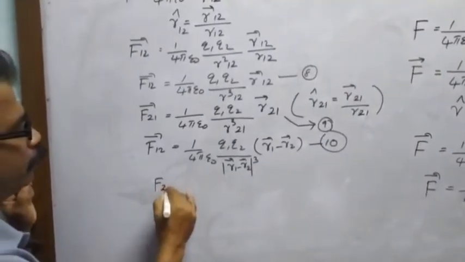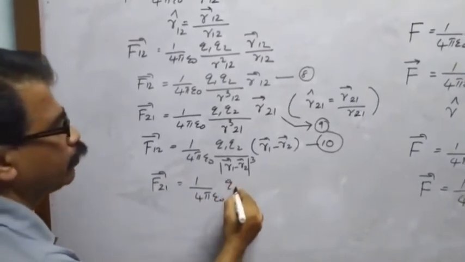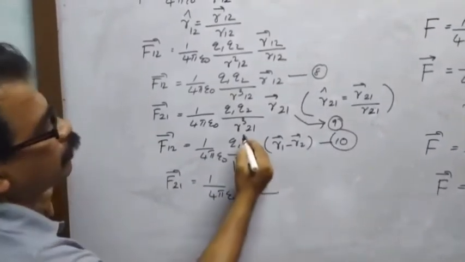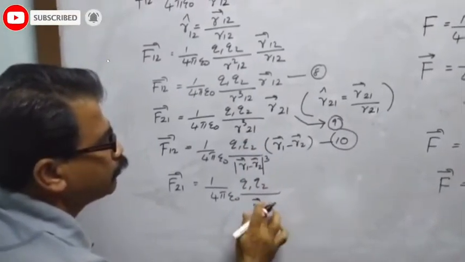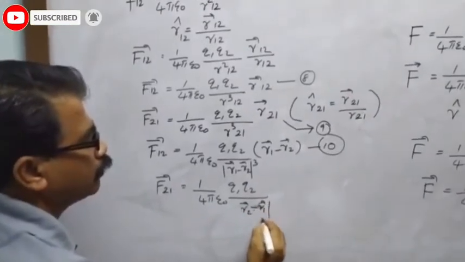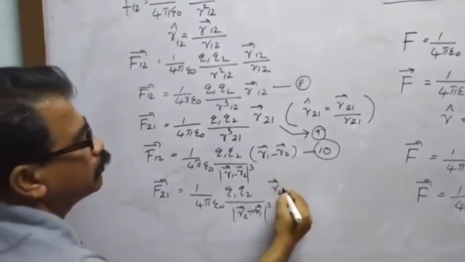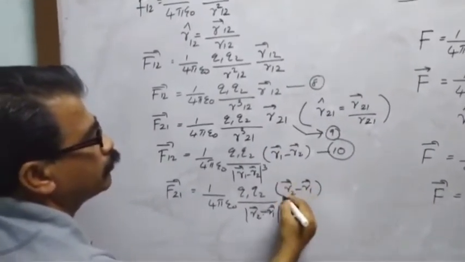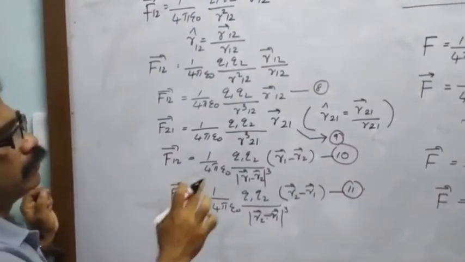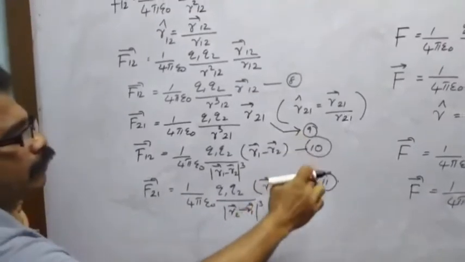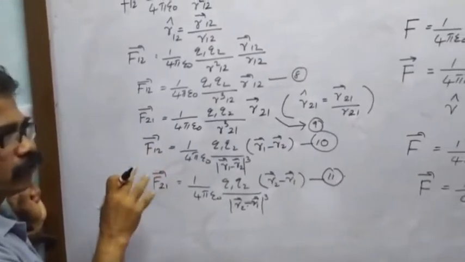Similarly, F21 equal to 1 by 4 pi epsilon 0 Q1 Q2 by R cube 21, the modulus of R2 minus R1 cubed. What is R21? Vector R2 minus vector R1. Equation number 11. So, equations 10 and 11 also represent the extended form of the vector form of Coulomb's law.